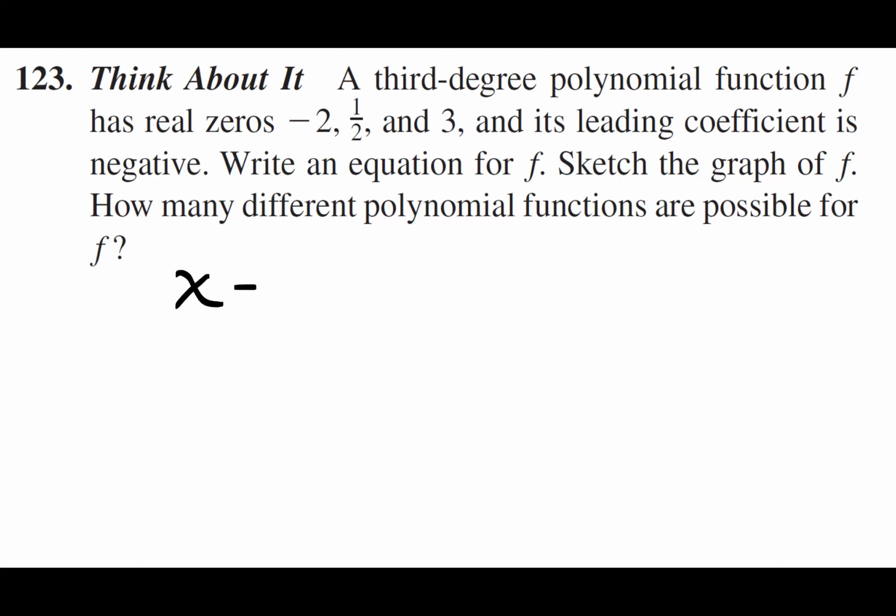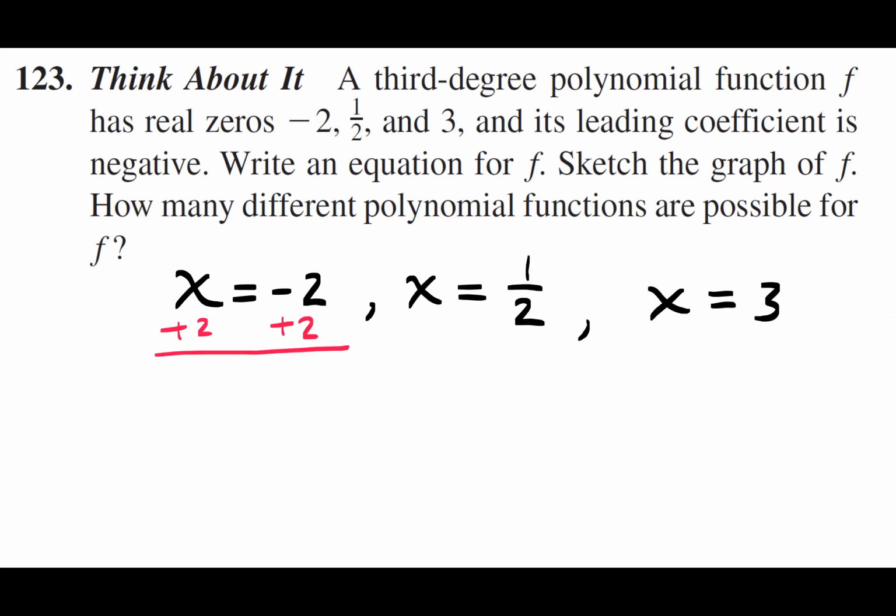So if -2 is a 0 or a root, we're going to say x equals -2. Since 1/2 is also an answer, we get x equals 1/2, and x is equal to 3. So here's what we're going to do. We're going to have to build out this polynomial. We're going to add 2 to both sides, and we get x plus 2 is equal to 0. You're going to see that this is the exact opposite of a factoring process.